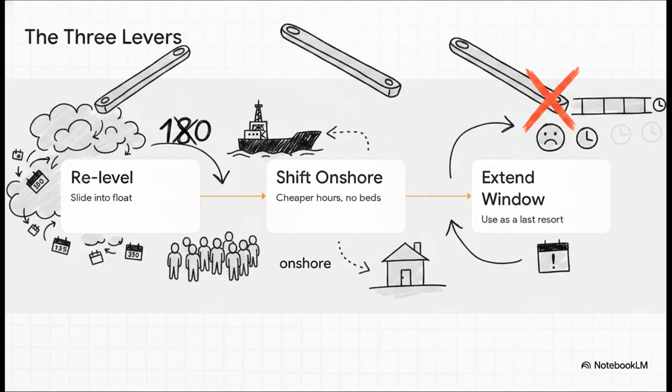Well, you have 3 levers, and you need to pull them in this exact order. Number 1, re-level your non-critical work into that 4 weeks of float. If that doesn't get you under the 180-person limit, you move to lever 2, shift whatever scope you can onshore. Onshore hours are way cheaper, and beds aren't rationed like they are in the middle of the ocean. Only if both of those failed, you pull lever 3, which is extending the window. You only use this as a last resort because extending the window directly costs you the project's end date.